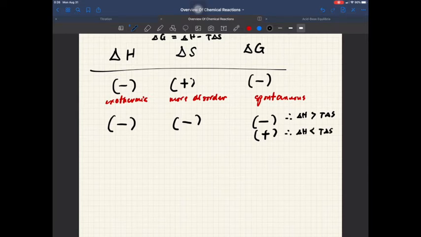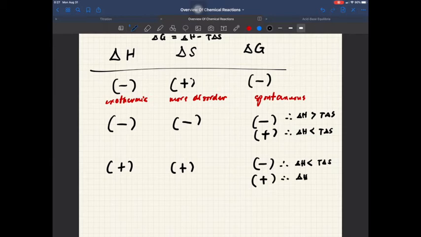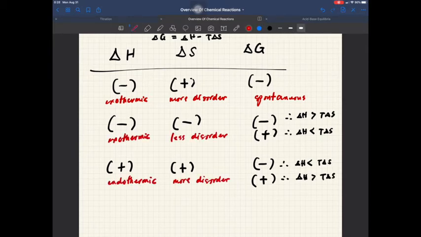So how about when we have an endothermic reaction which produces greater disordered products? We could have either negative delta G or positive delta G. We could have a negative delta G value if delta H is less than T delta S, and we could have a positive value if delta H is greater than T delta S. And finally, if we have a positive delta H and negative delta S, it is essentially a positive delta G, meaning the reaction is non-spontaneous.